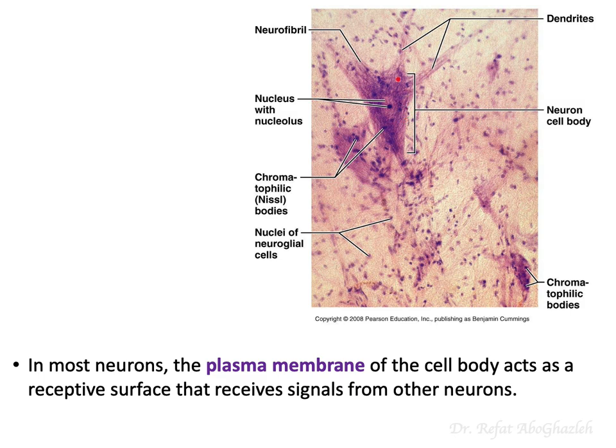Excellent. So again, you see the cell body, and the plasma membrane here is not just to protect and contain the inside of the cell and its organelles, but it also works as a receptive surface which contains receptors to receive signals from other neurons.